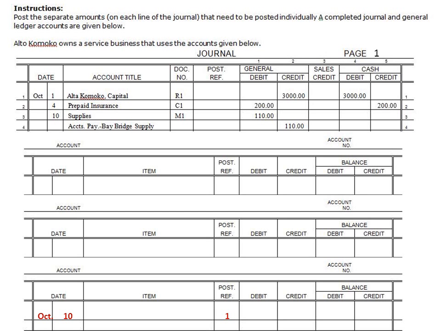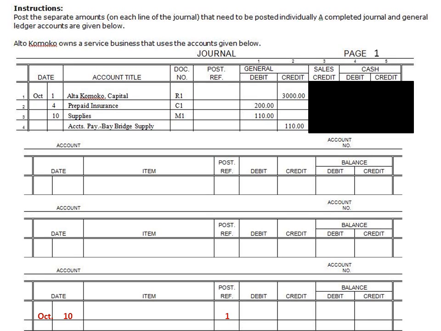So let's take a look at this little transaction here. We want to post the separate amounts of the general debit and credit columns. For right now, we're not going to worry about the sales credit, cash debit, or cash credit special amount columns. We will take care of those later. That actually comes in the next lesson. But for now, we're going to focus just on posting the individual amounts in the general debit and general credit columns.